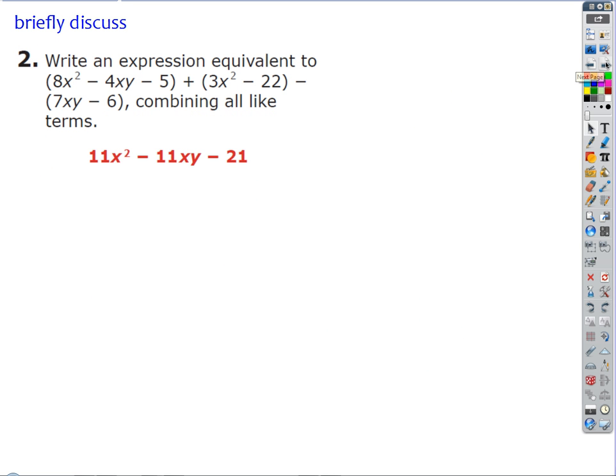Now that's easy, right? I'm just going to skip through a lot of these. This is one where all we're going to do is simplify the expression by combining all the like terms. So I'm just going to distribute the negative and then add up all the x squareds and the xy's and the constants and see what I get. And that's what it works out to be.